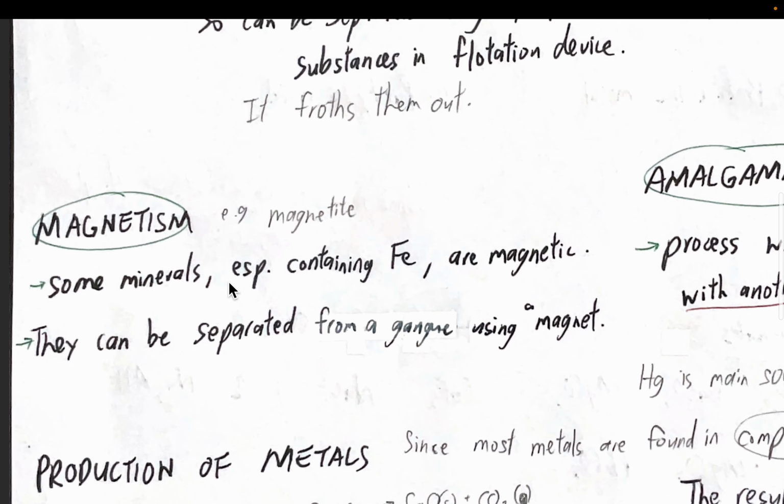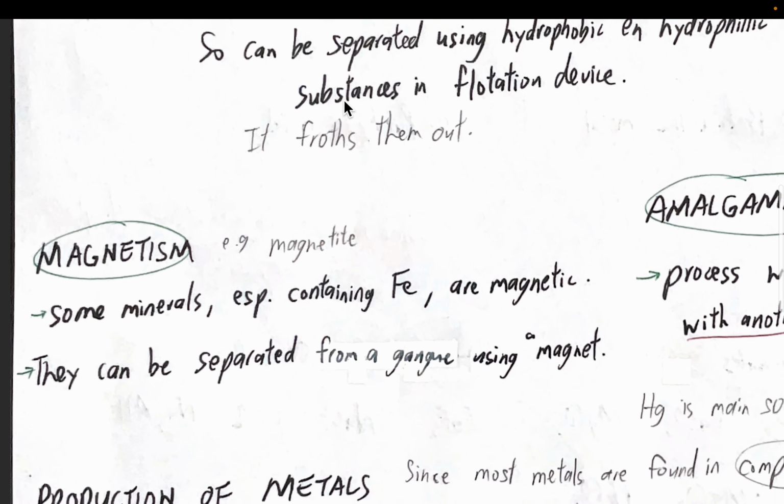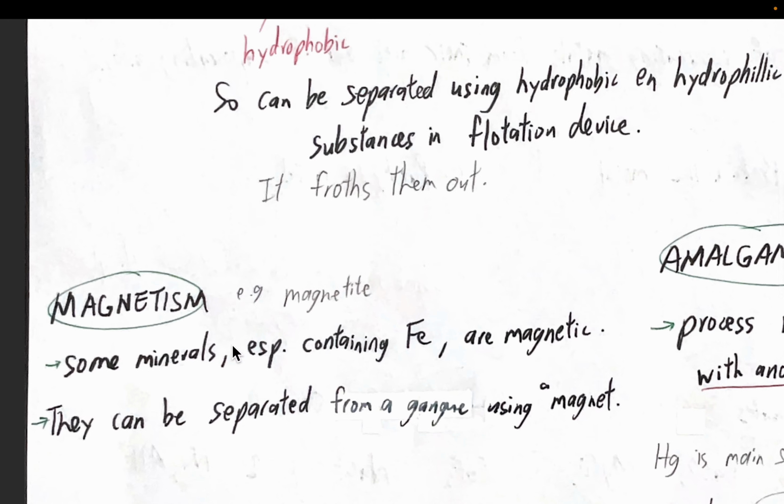So next is magnetism, another process in the preparation of the ore. So some minerals, especially the ones that contain iron, are magnetic. So with this property in mind, they can be separated from a gangue. Again, gangue is another term for clay and silicate materials. So you separate them using a magnet. So that's basically it. Magnetism.